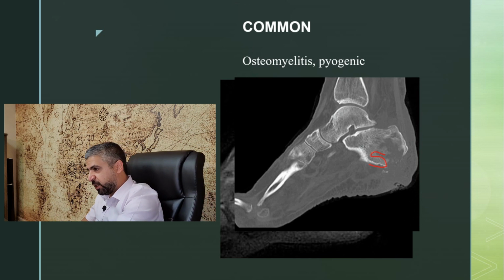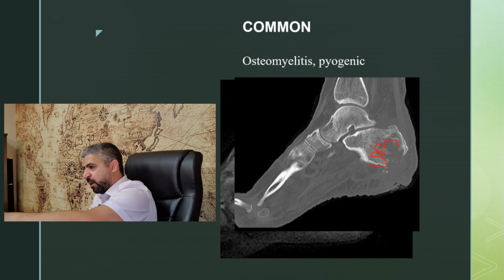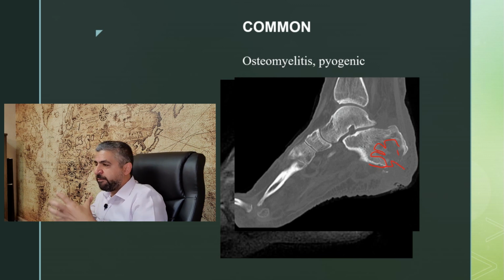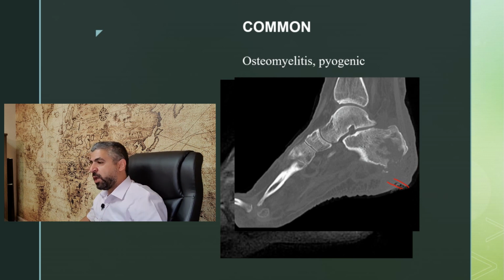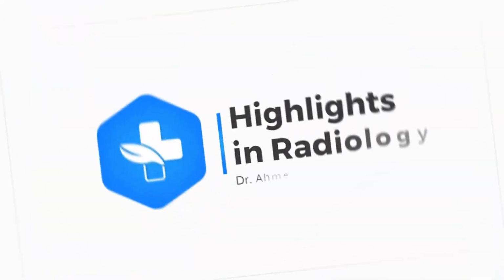Another example, on a CT scan, you can see it's ill-defined because it's an infection of the bone. The cortex is destroyed. You can see the adjacent soft tissues are all inflamed and edematous with easily seen sinus tract formation into the adjacent skin, confirming this is an osteomyelitis.